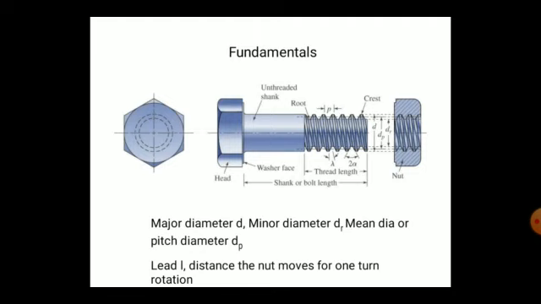Then the fundamentals. After the applications, we will move to the fundamentals. You can observe in the figure: the head is there and the shank is there. A bolt is basically divided into two parts, the head portion and the shank portion. The shank is nothing but the bolt length, and on the bolt length threads are present. You can observe on the right side that the threads are given.